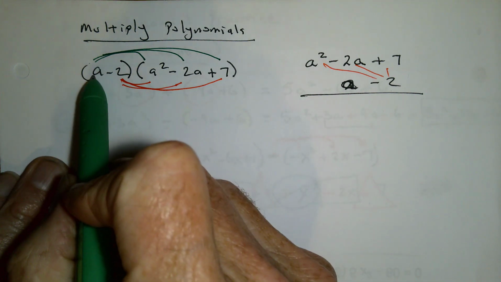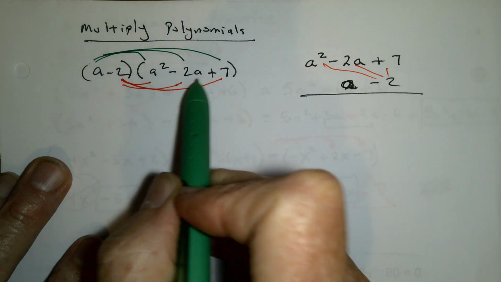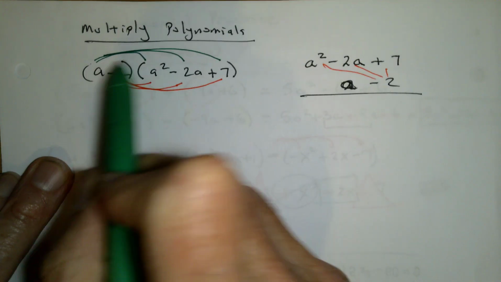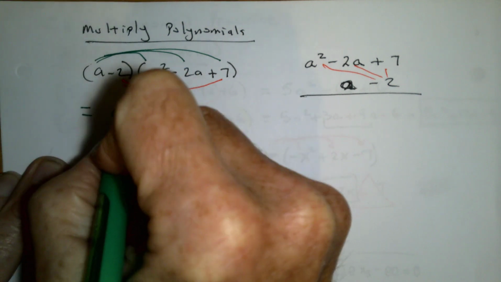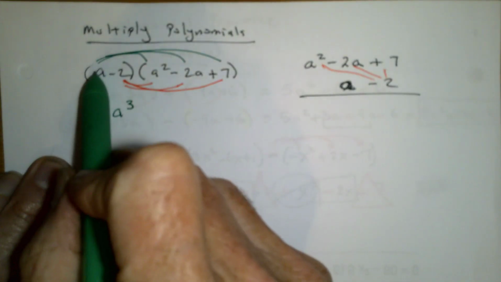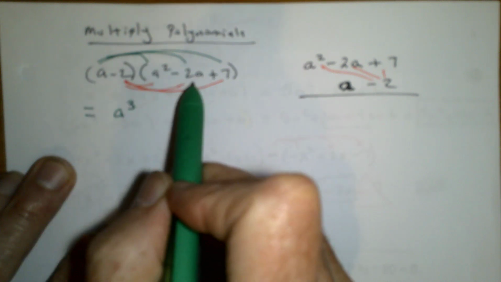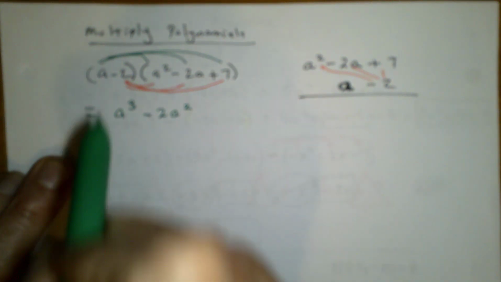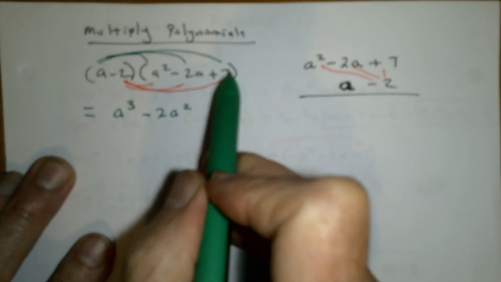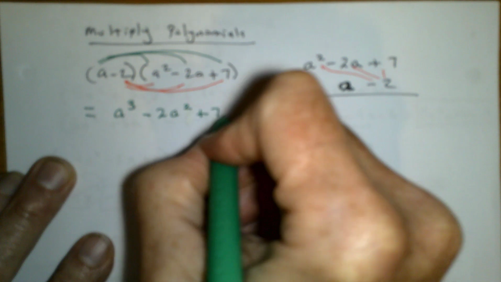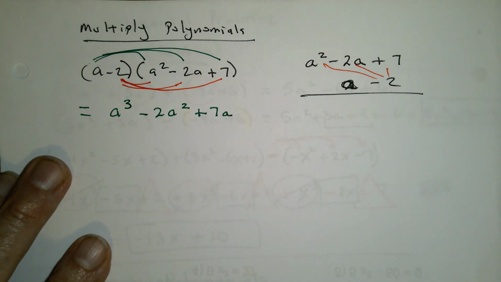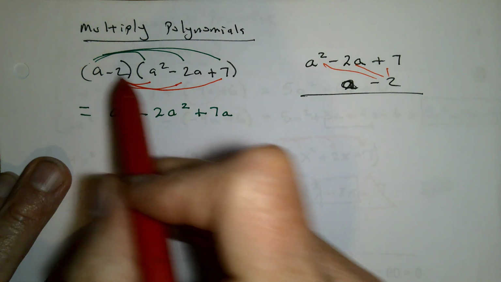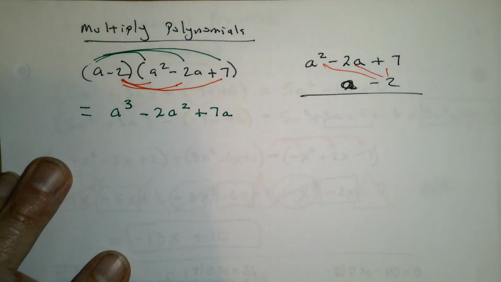So I'm going to take a, but I have to distribute it times 1, 2, 3. So notice I have the first arrow, a times a squared equals a cubed. Second arrow, take a times the second term. A times -2a is minus 2a squared. And the third arrow, a times the 7 is plus 7a. Okay, now I have to distribute the -2 times the whole group. That means 3 more multiplications.